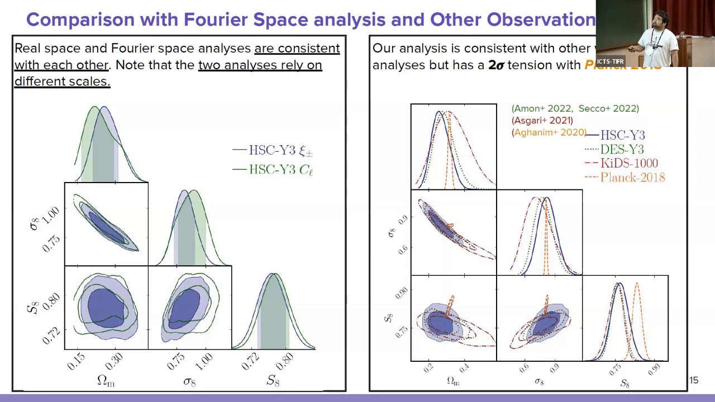But anyway, this is the cosmological constraint we got. From the real space analysis, we got this blue contour, and from the Fourier space analysis, this green contour, and they are consistent with each other. We compare that with the Planck analysis, and as you can see, there is some tension between our constraint in blue, and also other constraints from DES and KiDS. It's still not significant, but it seems there is a tension, about 2 sigma level in our HSC analysis.